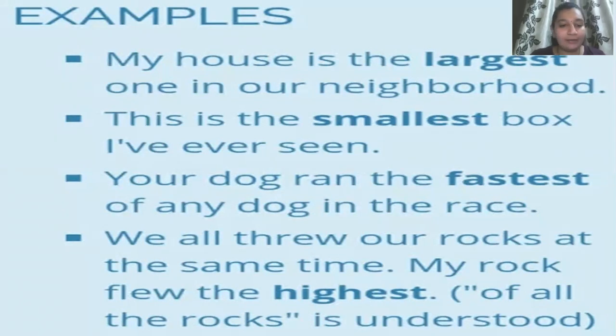Similarly, let us see some other examples. This is the smallest box I have ever seen. यानी कि ये सबसे छोटा बॉक्स है जो मैंने अपनी जिंदगी में आज तक देखा है. So again, the box is being compared to all the rest of the boxes that the person would have seen, and it is having the word the before it.